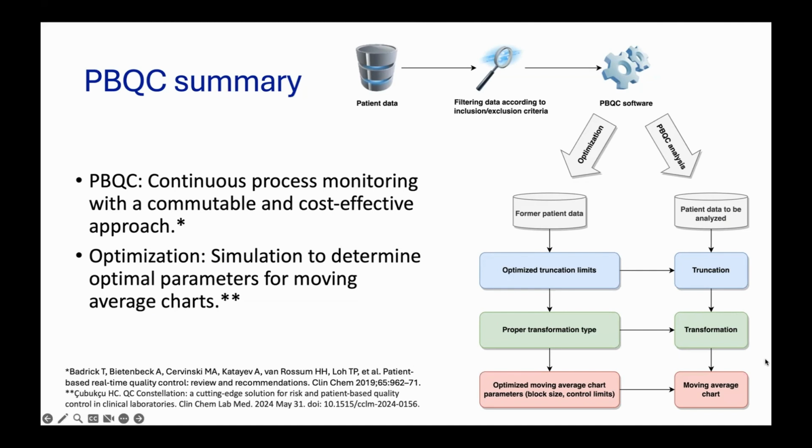A patient-based QC software should ideally handle both the optimization process to determine optimized patient-based QC parameters, including truncation limits, control limits, block sizes, and transformation type, and also the conventional patient-based QC analysis. It is preferable to first determine optimized patient-based QC parameters, then use them in the real patient-based QC analysis. The patient-based QC workflow continues with truncation of the filtered data and, if necessary, transformation. Finally, the final data is plotted in moving average charts such as exponentially weighted moving averages and cumulative sum charts.